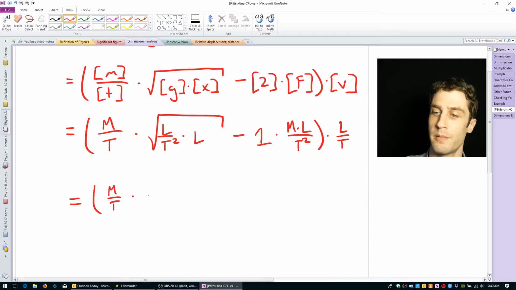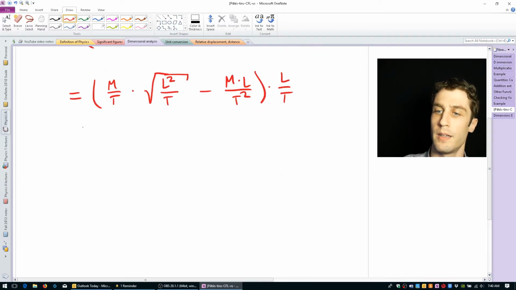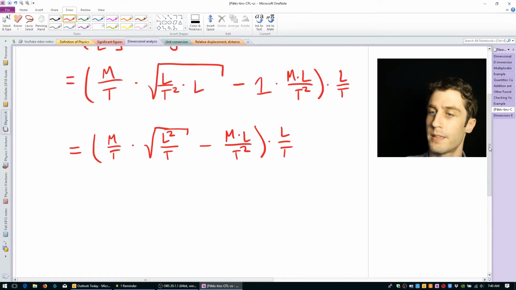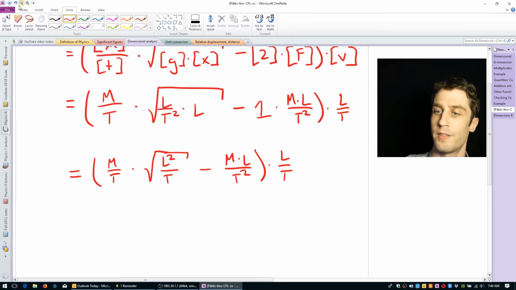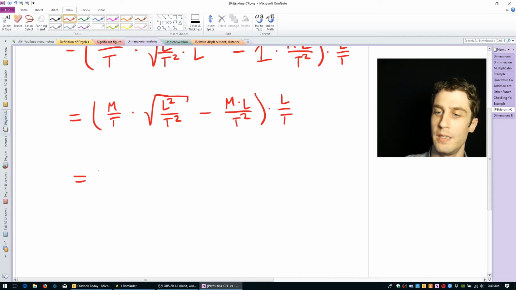Mass times time times the square root of length squared divided by time squared, minus 1. Well, dimensionless quantities don't affect anything else, so it's mass times length divided by time squared times length divided by time. And, oops, I had time squared here. I have to make sure that this is squared in the denominator here. Okay. And we get mass divided by time times length divided by time, because we square root those squared quantities, or squared dimensions.